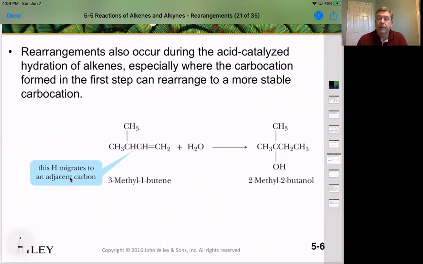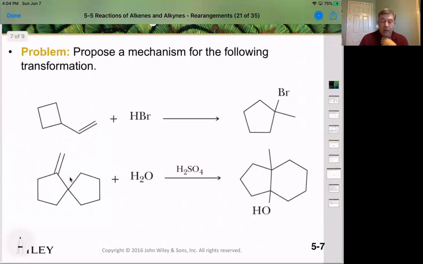add water across that double bond, because what we'll do is we'll again transfer a proton or a methyl group over one carbon to yield a more substituted carbocation. That more substituted cation will then react with the remaining water in the reaction to give us our final product. Okay, so if we can do these rearrangements, occasionally we'll see weird things happen, like rings will change size.